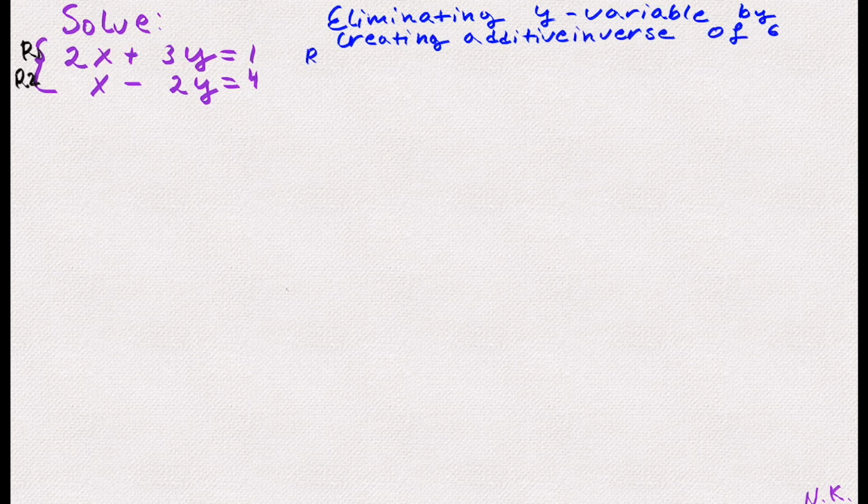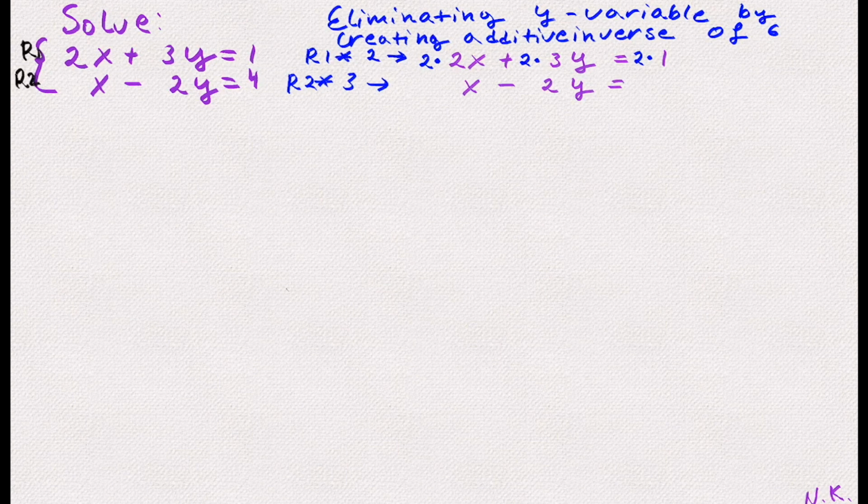So I'm going to multiply row 1 by 2. In row 1 we had 2x plus 3y and it was equal to 1. So now I'm just going to multiply each term by 2. And in order to get negative 6y in row 2, I'm going to multiply each term by 3. The original equation was x minus 2y equals 4. And let's multiply each term by 3.